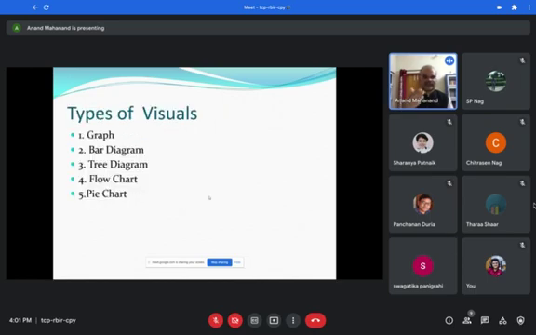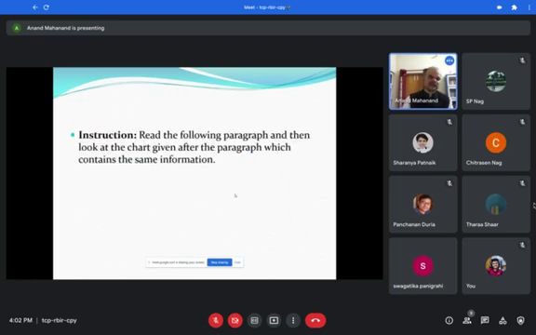Types of visuals, for example, graph. You have graph, you have bar diagram, tree diagram, flow chart, pie chart. So these are visual modes. But you have sentences, phrases, paragraphs. They are verbal modes. So read the following paragraph and then look at the chart given after each paragraph, which contains the same information.